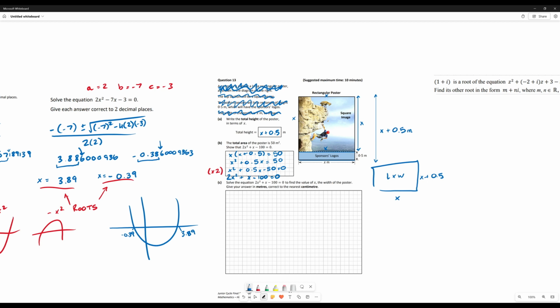Now, on to the bit we're actually looking for. Solve the equation. Even if you didn't have any of the rest of the question under your belt, it just says solve the equation, and it's an x squared and x and a number, and it's equal to 0.